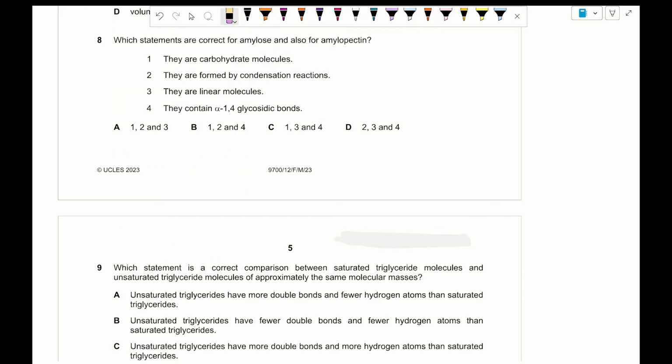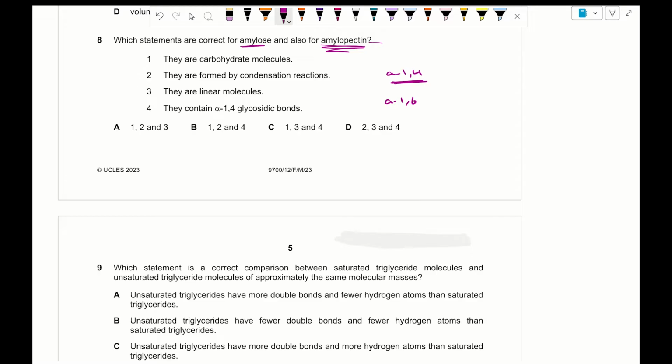Question number 8. Which statements are correct for amylose and also amylopectin? Let's start by defining our terms. Amylose is a polysaccharide formed by the condensation of alpha-glucose monomers by alpha-1 to 4 glycosidic bonds. Contrasting amylopectin, it's also a polysaccharide joined by the condensation of alpha-glucose monomers by both alpha-1 to 4 glycosidic bonds and alpha-1 to 6 glycosidic bonds. Therefore, amylopectin is branched and it's shorter.